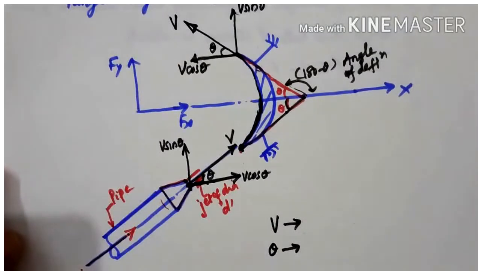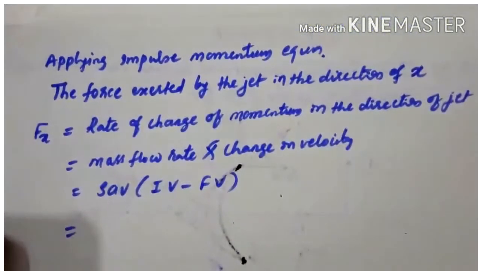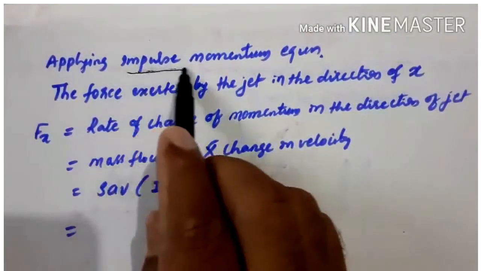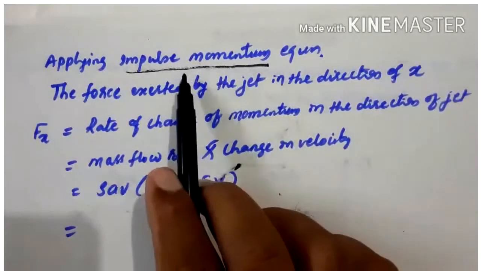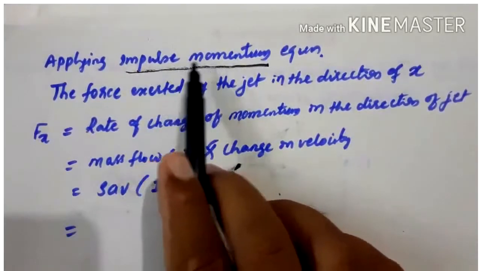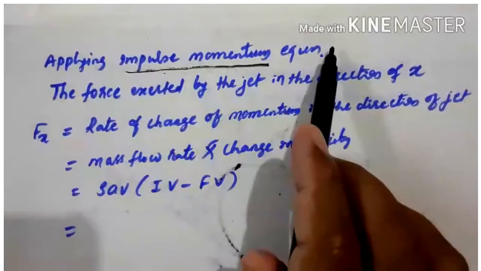After this, let us apply the impulse momentum equation as usual. For solving impact of jet problems, we have to use one theorem, the impulse momentum theorem, and about this equation you all know. It is called the impulse momentum equation because the force is acting for a very short interval of time by the jet on the vane, and because of that we have to use the impulse momentum principle.